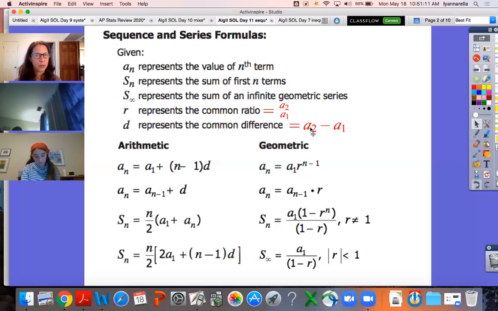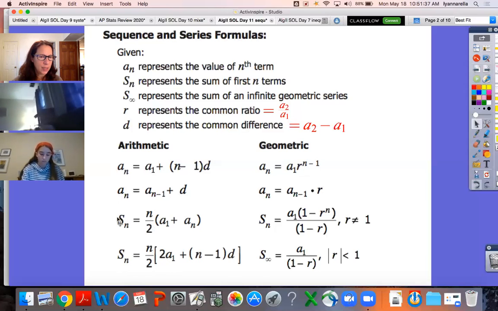But remember, we always subtract backwards. So you don't say A1 minus A2, you say A2 minus A1. So if it's arithmetic, your a sub nth term can be found this way or this way. Remember, this is the recursive formula which nobody likes. A sub n, this is the formula when you know your first term. This is when you don't know your first term. S sub n is the sum, and this is what you use if you know the first and last term in the list. But if you don't know the last term, this is the formula you use.